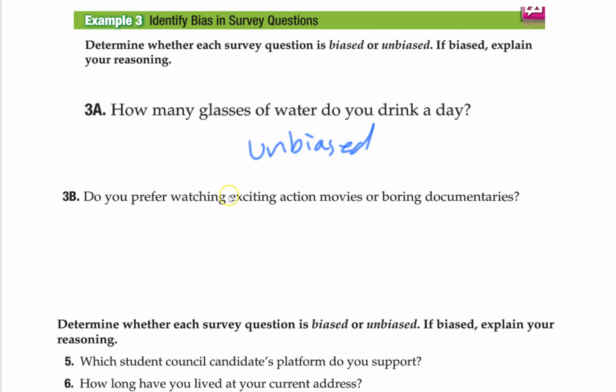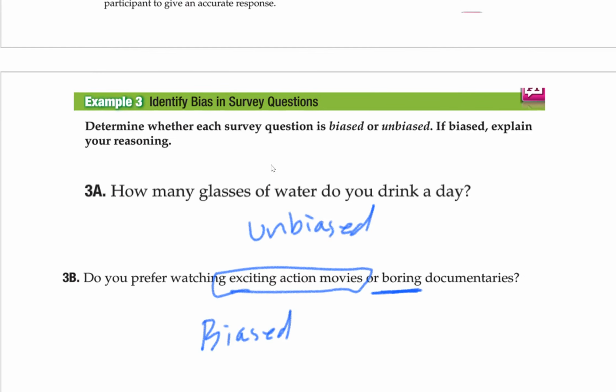Look at the next one. Do you prefer watching exciting action movies or boring documentaries? You see how they're trying to lead us to pick action movies, and trying to shun away documentaries. I like documentaries. This is biased. They're trying to get you to lean toward picking action movies, right? They're trying to encourage a certain response.